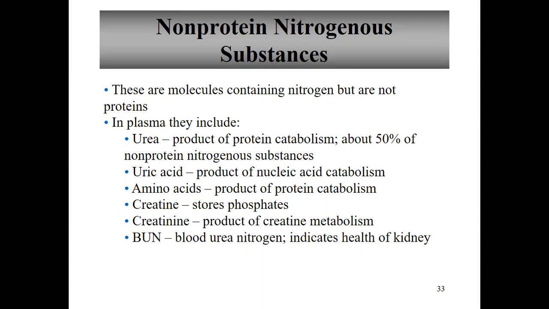Then you have creatinine. Creatinine is the product of creatine metabolism. So as our bodies go through creatine, the product that it produces is creatinine, because it now has less phosphates, because that phosphate was used to restore ATP. And then you have blood urea nitrogen. So this will indicate the health of your kidneys. How high or low this number is a direct reflection on the health and the functioning of your kidneys.